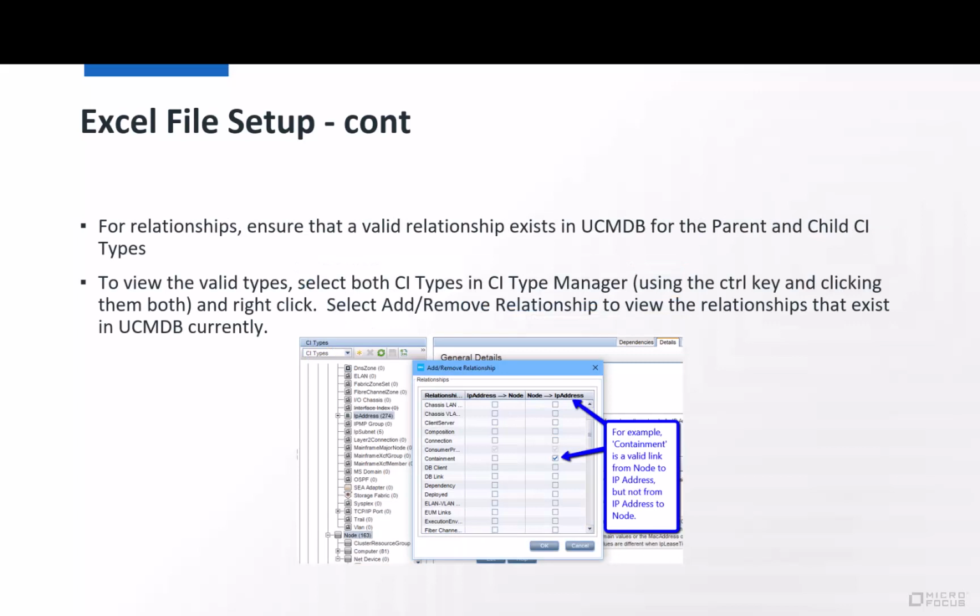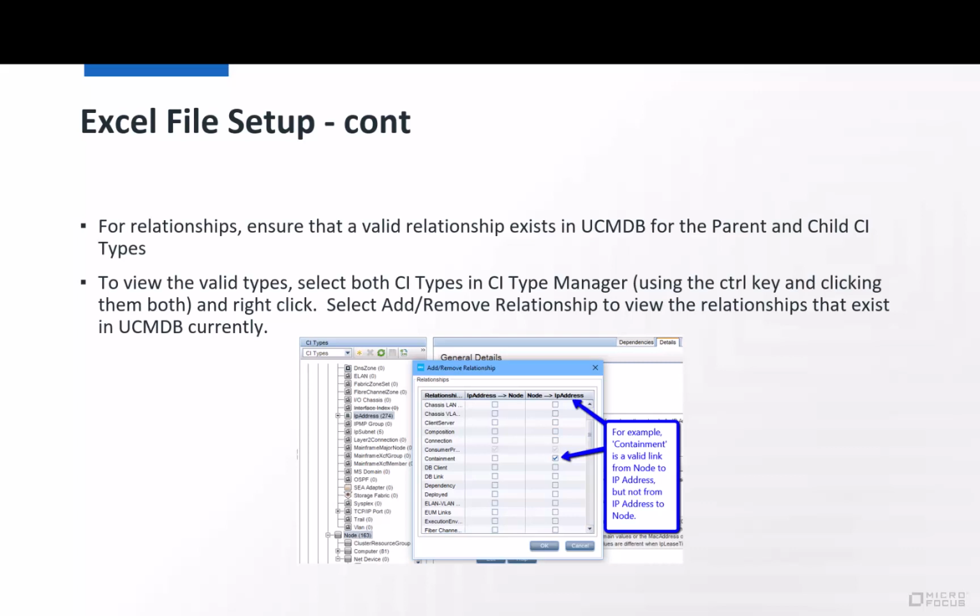We also need to make sure that relationships are valid. This is something that the Excel spreadsheet importer will check when you actually run the import. So to find that, in this case, I selected node, and then I control-clicked on IP address, and then right-clicked and chose add remove relationship. That'll bring up a window that shows what valid relationships there are between IP address and node, and between node and IP addresses. You can see in the example below that containment is a valid link from node to IP address, but IP address to node is not valid.